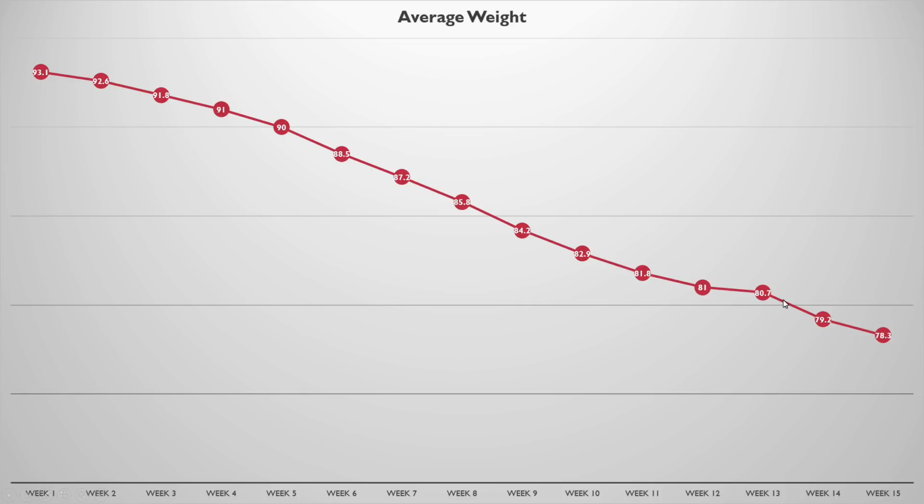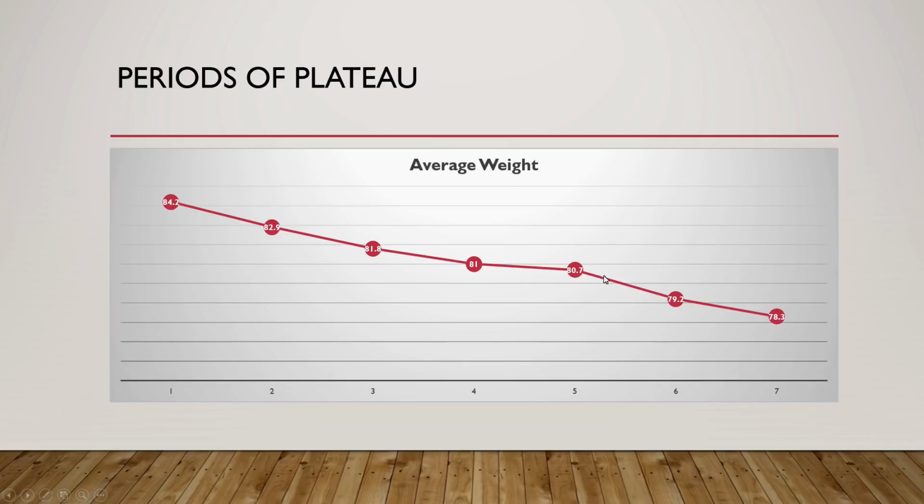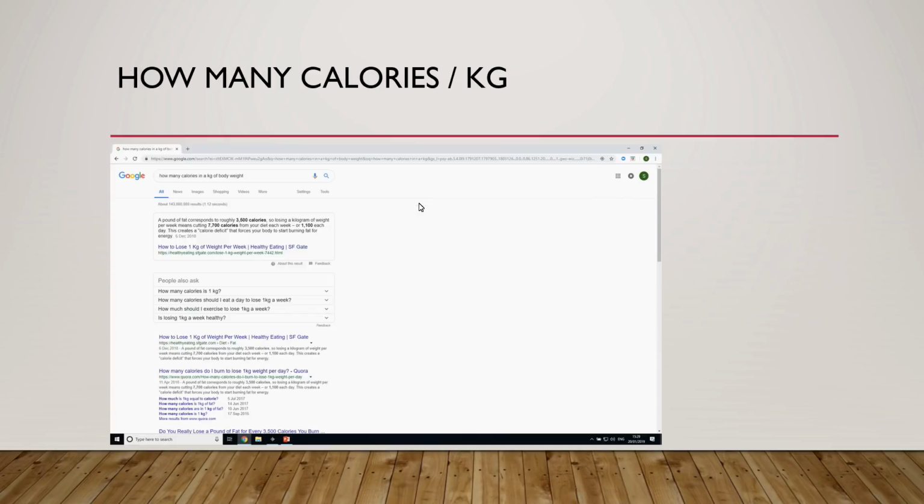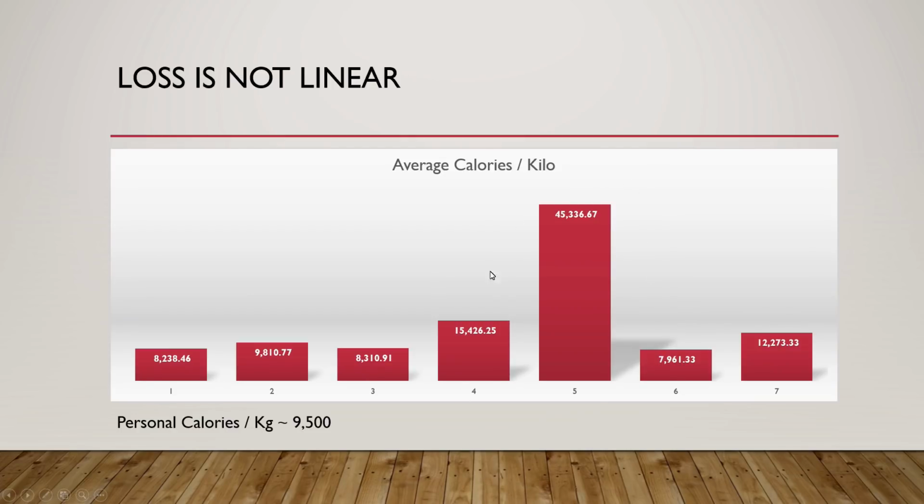Now, let's briefly focus in on this plateau period. You can see between these couple of weeks, 81.8, 81, 80.7. It wasn't great. Really, really difficult, throwing everything at it as much as possible. If you have a look on Google at how many calories make up a kilogram, you'll see a number of about 7,700 calories. That was based on a sample of people, presumably in a more linear phase. For myself, having worked this out through the Fitbit, it's about 9,500 per kilo. And during that plateau phase, you can see that it increased tremendously, up to 45,000 calories per kilo, which is why I wasn't losing anything.